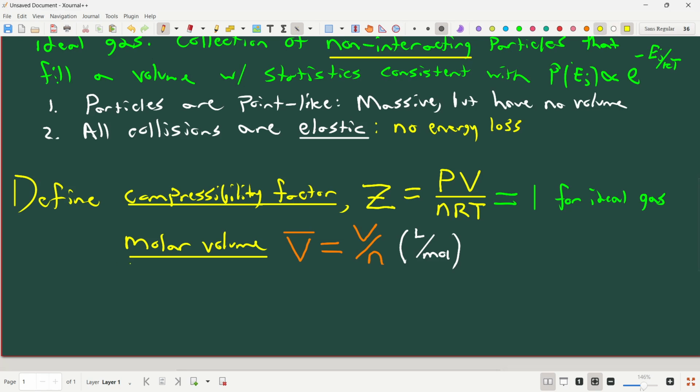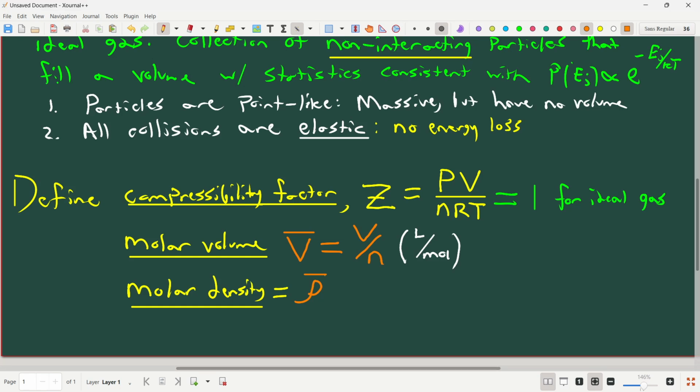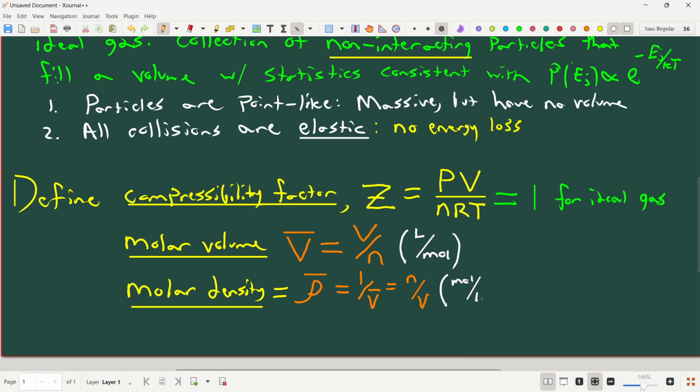And I just want to add, just in case, another useful thing that we'll use later in the class, what's called the molar density, which is 1 over the molar volume. So we call this rho, the Greek letter rho. Rho bar is equal to 1 over the molar volume, right, which is the number of moles divided by the volume they're contained in. And this is in moles per liter.